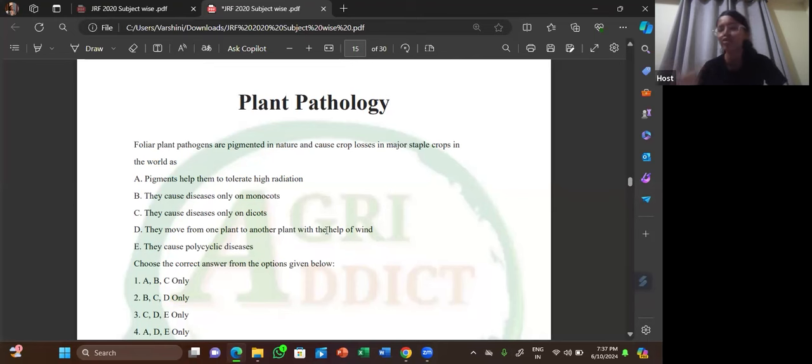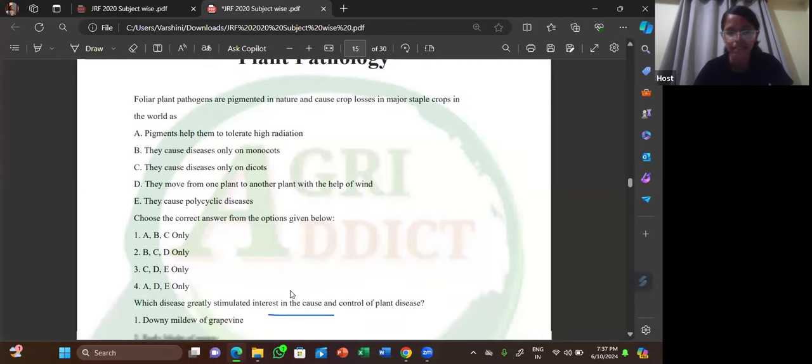And of these foliar pathogens, for example, powdery mildew pathogens, they actually cause polycyclic disease. That means within a season, they complete many cycles. We call it polycyclic. That's why ADE is the right answer.